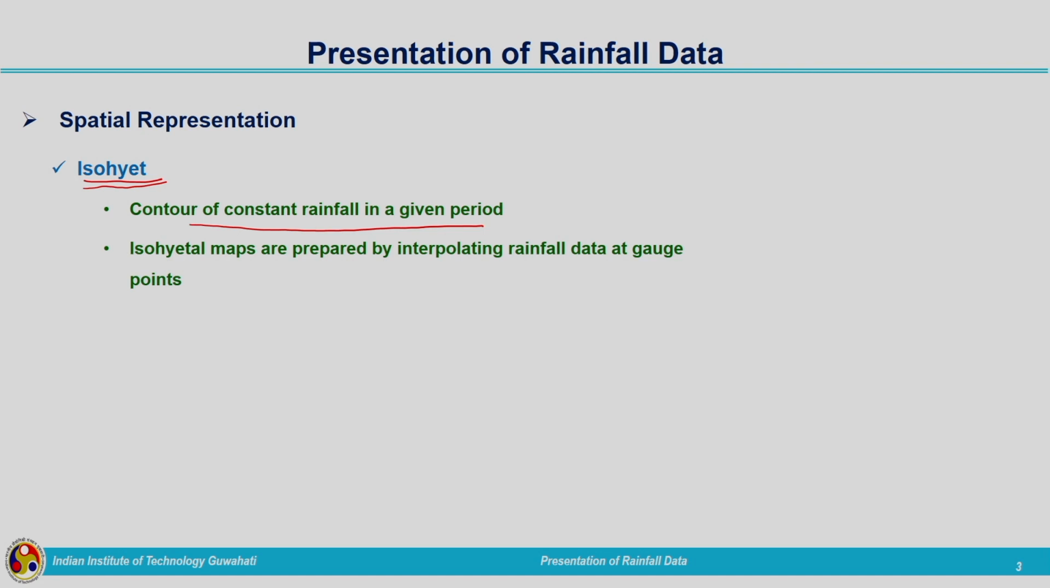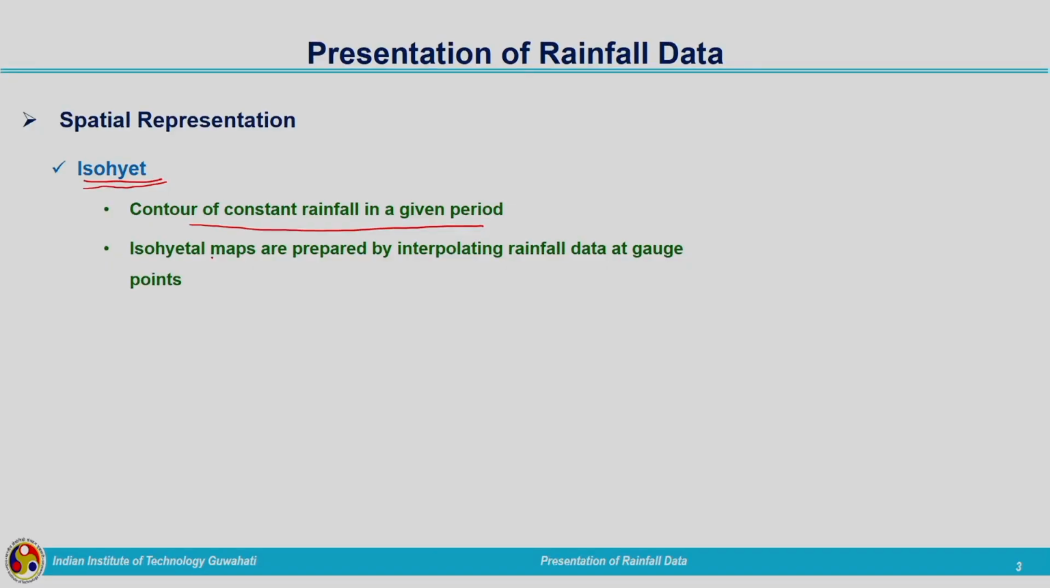Based on the contours which are developed, we can develop the isohyetal map for the entire area. These isohyetal maps give us an idea about the spatial variability of rainfall at a particular period of time. So, how can we prepare isohyetal maps? Isohyetal maps are prepared by interpolating the rainfall data at the gauge points.